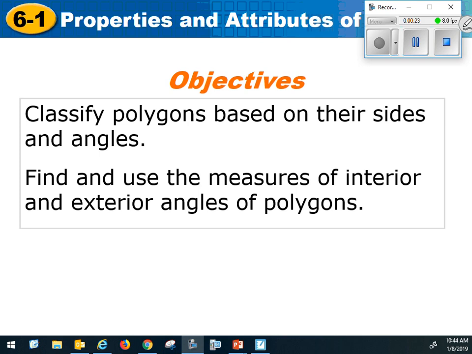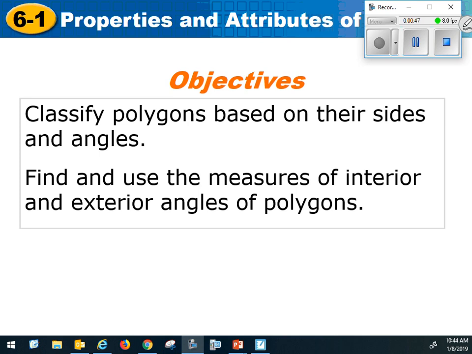What's an example of a figure that's not a polygon? Okay. Good. So if it's open, if it's not closed, then it's not a polygon. What else? Is a circle a polygon? No. Why is a circle not a polygon? Okay, it's rounded, it's curves, it's not made up of line segments.